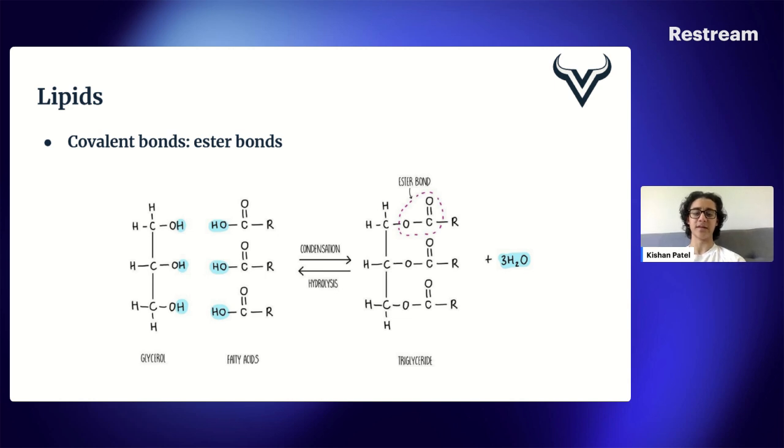Okay, so the covalent bonds in these are called ester bonds. If we look at this glycerol group plus a fatty acid, imagine you're taking the H group and the OH group out, then you're left with the O to C bond, and that's called the ester bond right there. This is polymerization or condensation reaction.